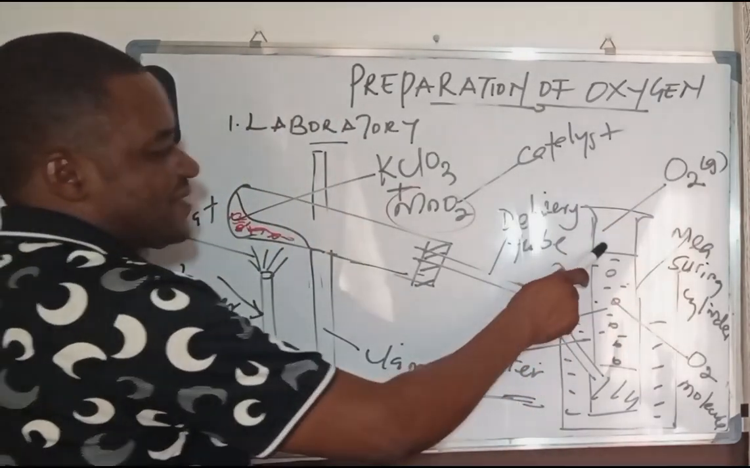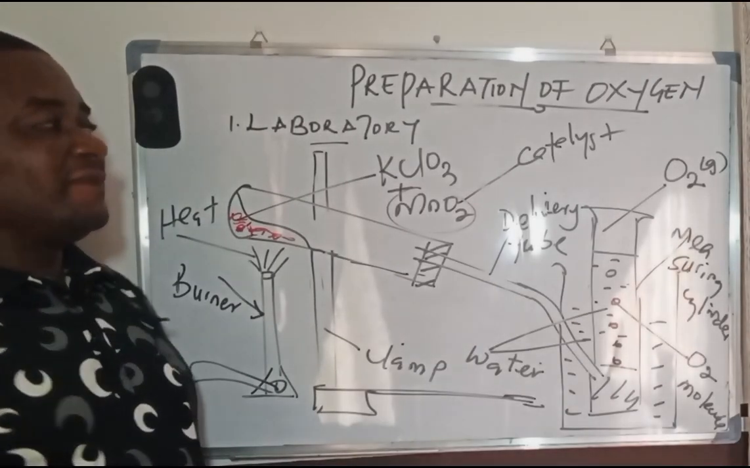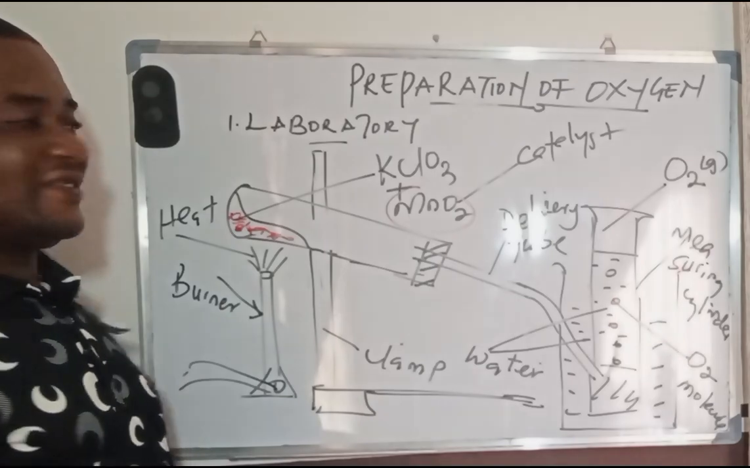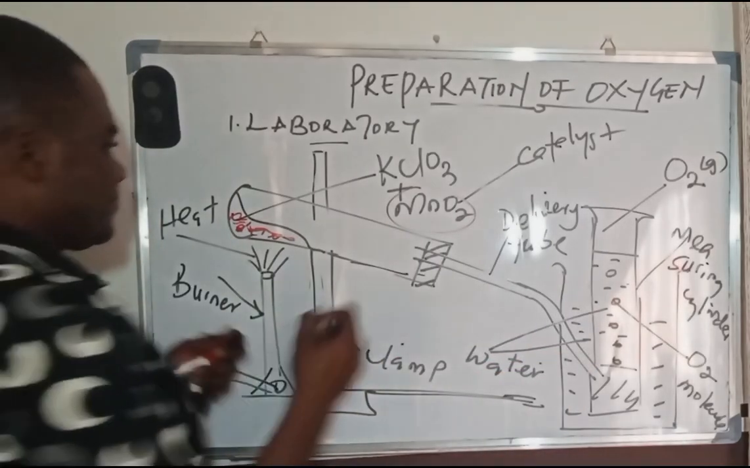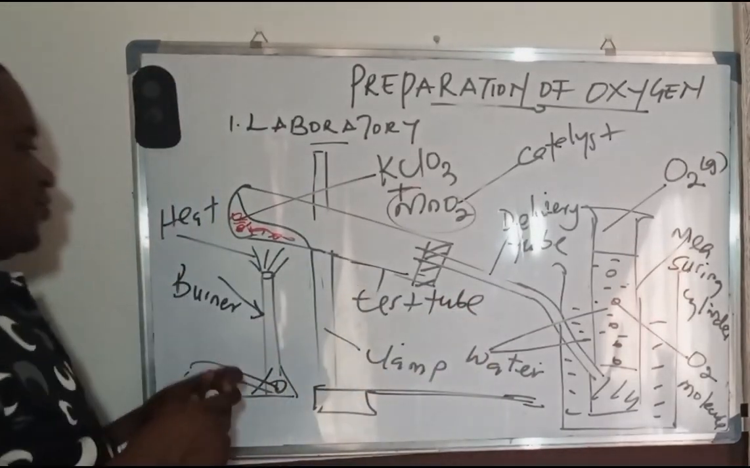Now oxygen is collected over water. Of course you know that oxygen is quite lighter than water, so you can actually collect oxygen over water. And this is a test tube. Let me use this word, test tube. So this is a test tube.